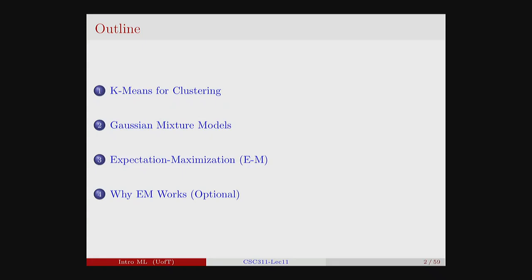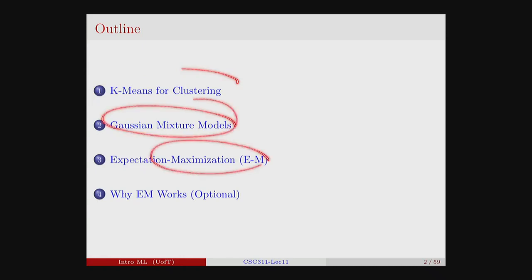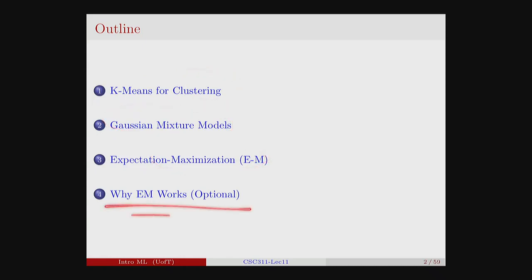Okay, so we'll kick us off with k-means for clustering. Today we'll cover k-means, GMMs, and EM. We're not going to get into why EM works, but I'll leave the slides in there for you to review. That's going to be particularly helpful if any of you are going on to taking 412. Out of a show of hands, any of you registered for 412? Okay, one person. So it'll be most helpful for you to review, so I do encourage you to check it out.